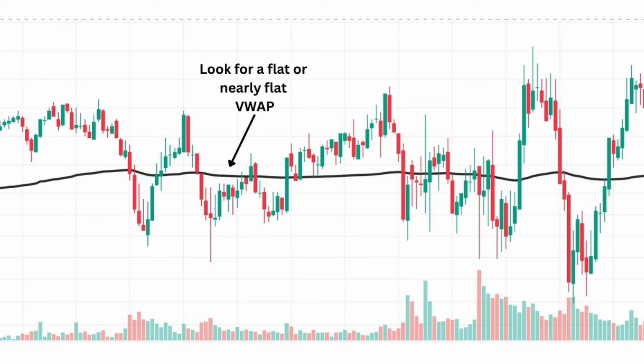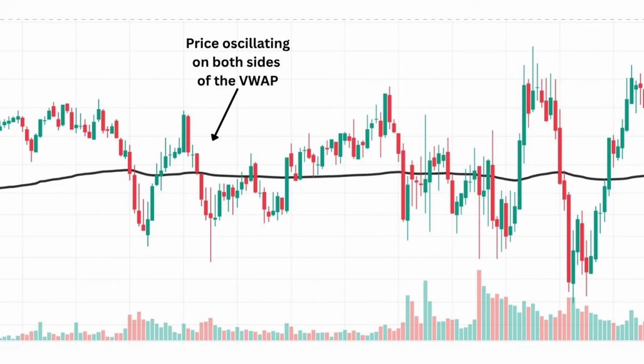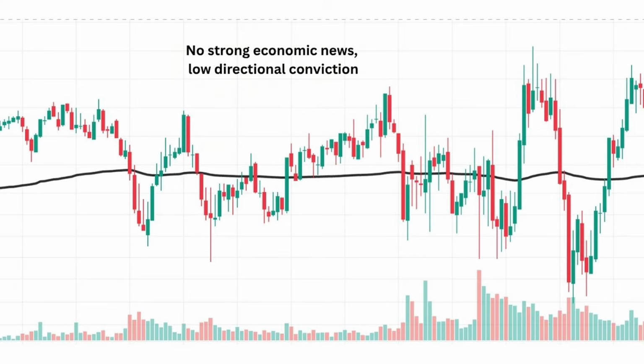So here's how to identify it and to trade it. Number 1, you'll look for a flat or nearly flat VWAP line. Number 2, price action should be oscillating on both sides of VWAP with no sustained breakouts. And then the day should show signs of balance, no strong economic news, low directional conviction, or overlapping opens and closes. And once that context is in place, your goal is to fade moves that move far away from the VWAP, anticipating a snapback. These moves are ideal for mean reversion traders and scalpers.